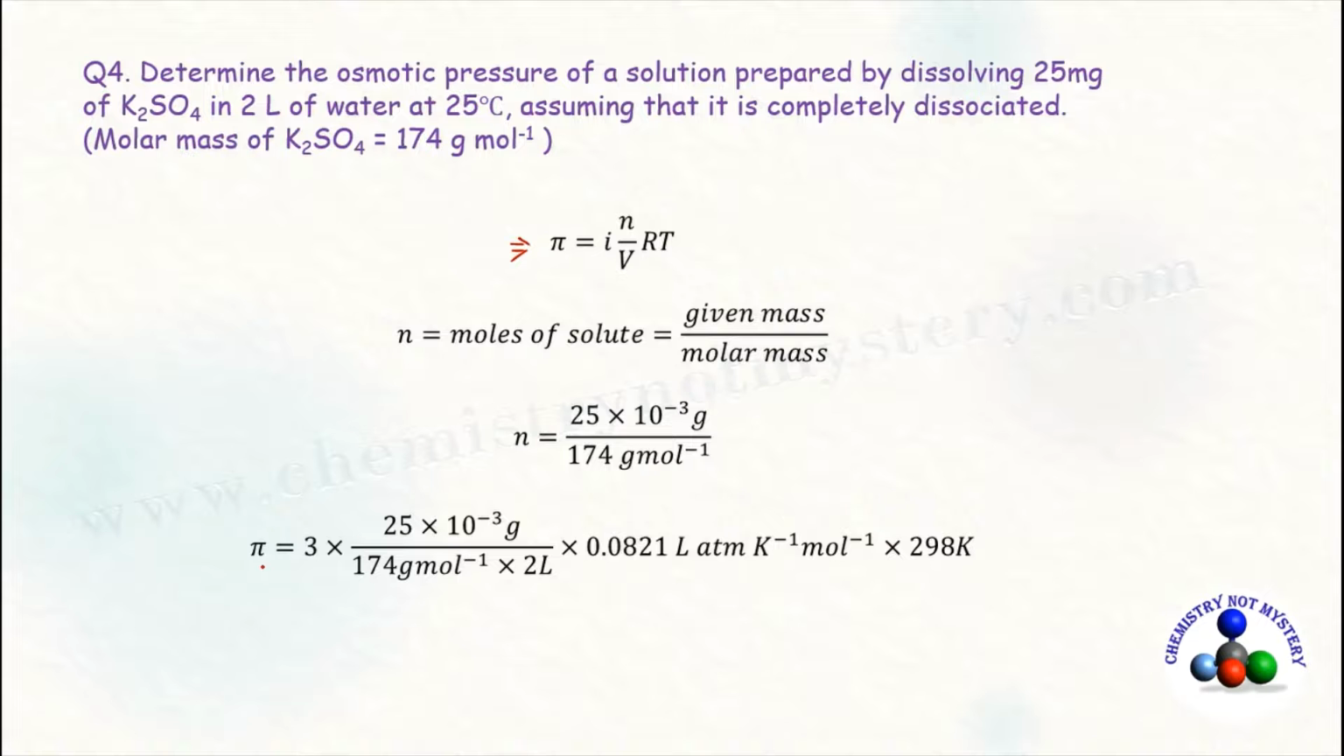So here you will get pi is equal to 3 multiplied by the value of number of moles, multiplied by 2 liter, that is the volume of solution, multiplied by the value of R, that is equal to 0.0821 liter atmosphere per Kelvin per mole, multiplied by temperature, that is 298 Kelvin.